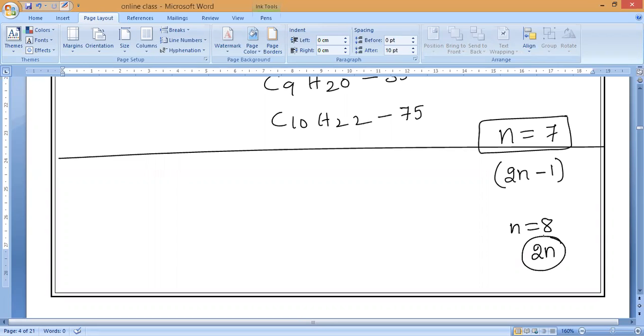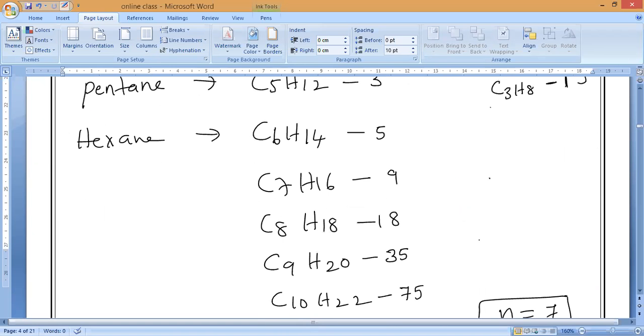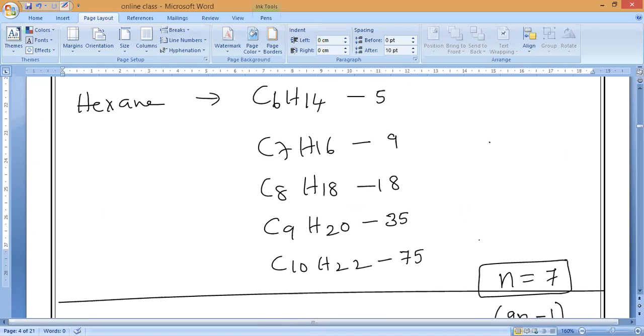Sir, in that n value, we should write the number of carbons, sir. Yes, number of carbons. Is it coming or not? You have to tell me. For everything we should find, sir. Yeah, the first 3 it won't come. The first 3 we already know, 1, 1, 1. Till n equals to 7, we can follow this formula.